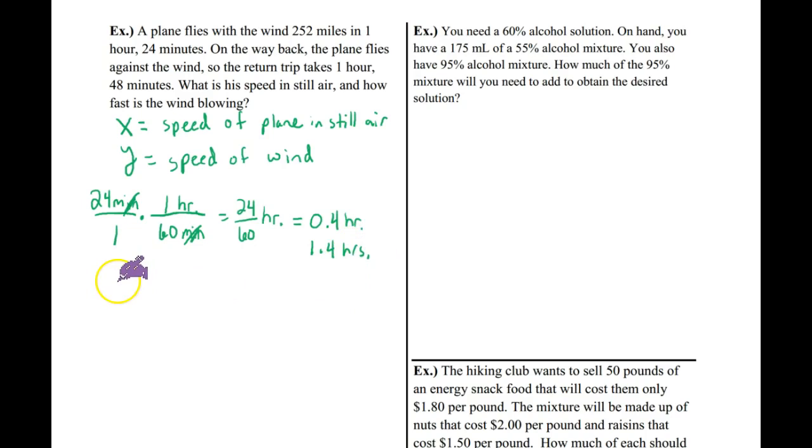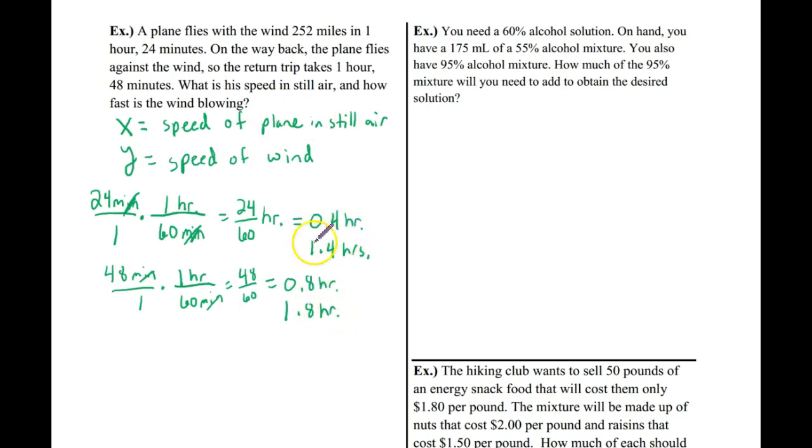I did the same thing with my other. So 1 hour, 48 minutes. I want to convert that 48 minutes. 60 minutes is in 1 hour. So I end up just dividing 48 by 60 to get the hours, and that is 0.8 hours. So 8/10 of an hour. So overall, that part of the trip took 1.8 hours.